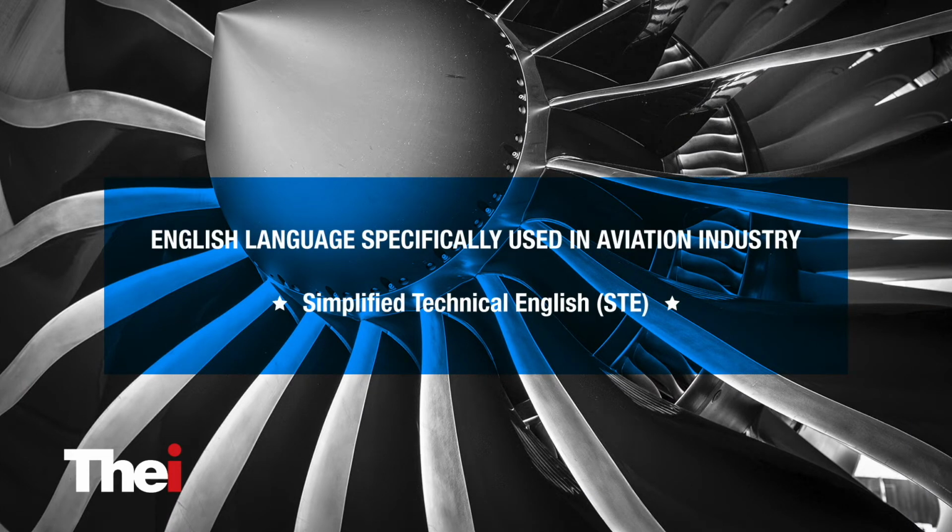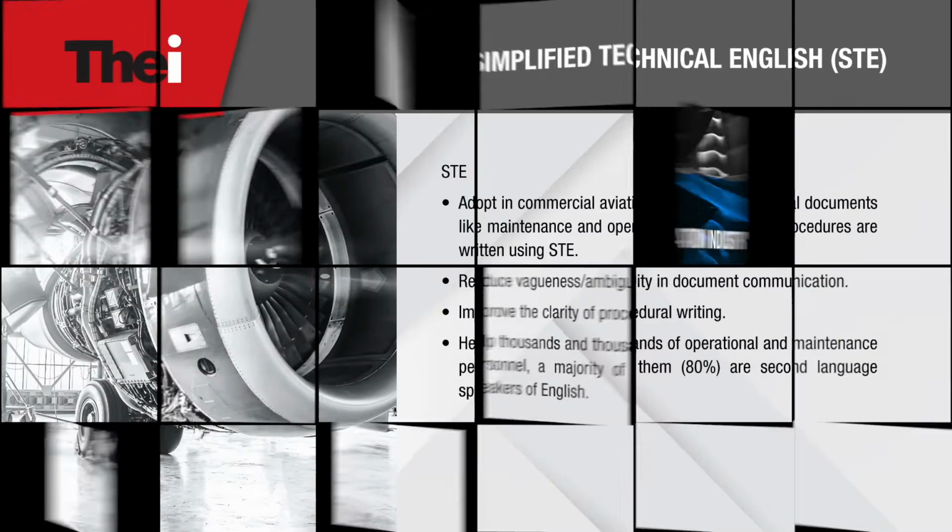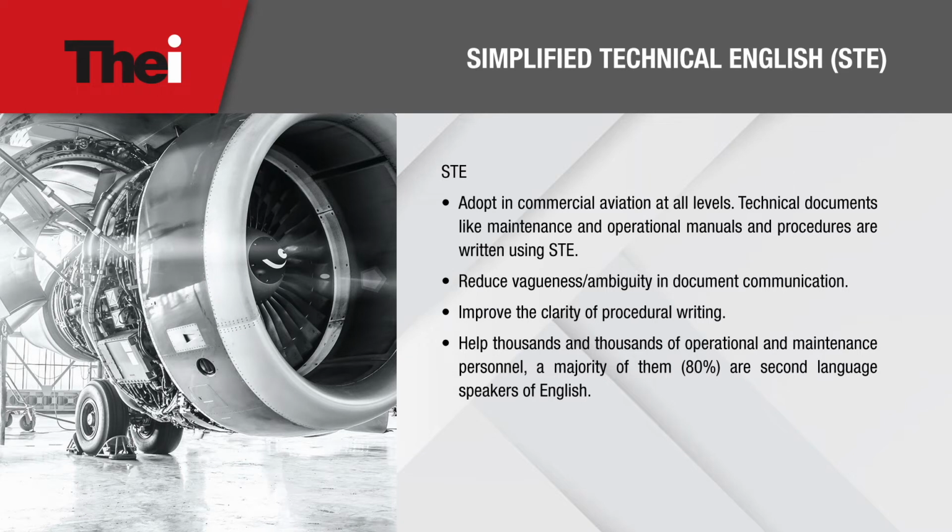The first difficulty aircraft engineering students might face is a type of English language specifically used in the aviation industry, and it is called Simplified Technical English, or STE. STE is widely adopted in commercial aviation at all levels. It is therefore not surprising that many technical documents like maintenance and operational manuals and procedures are written using STE.